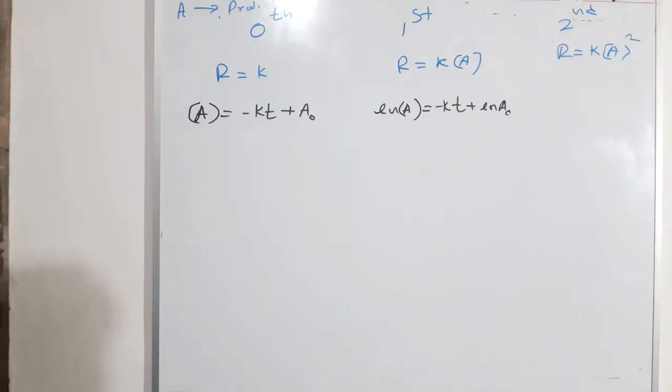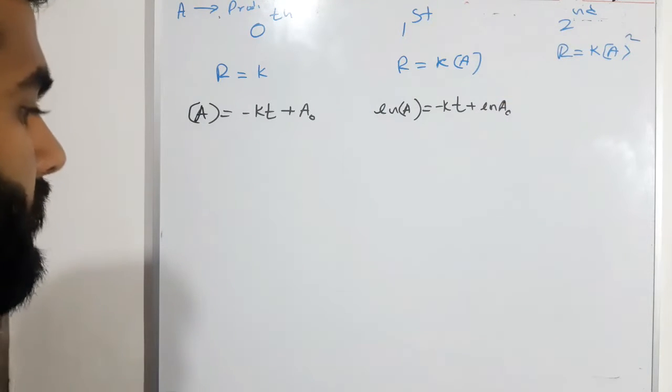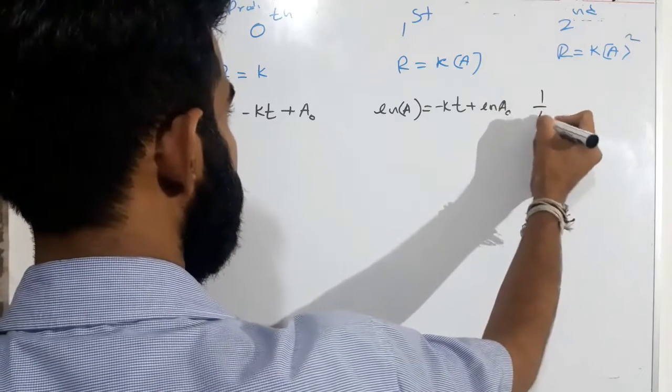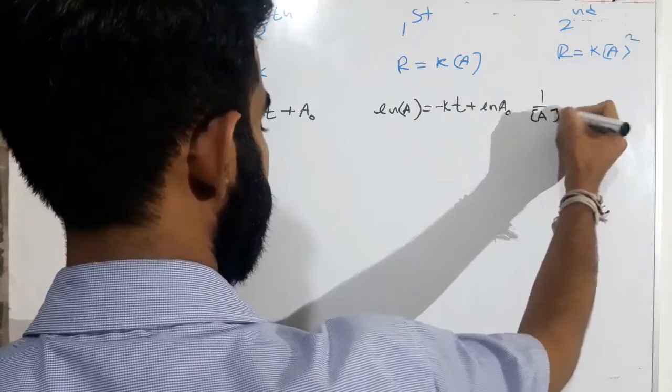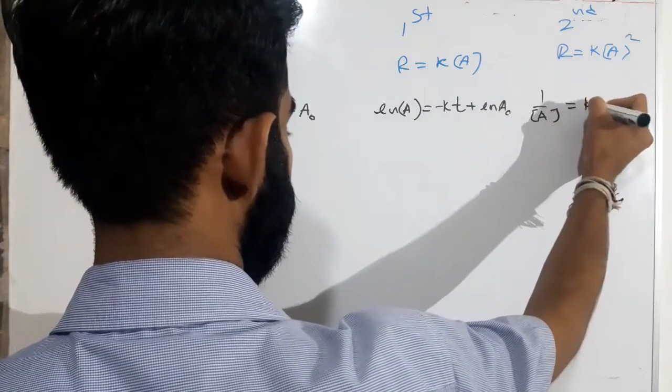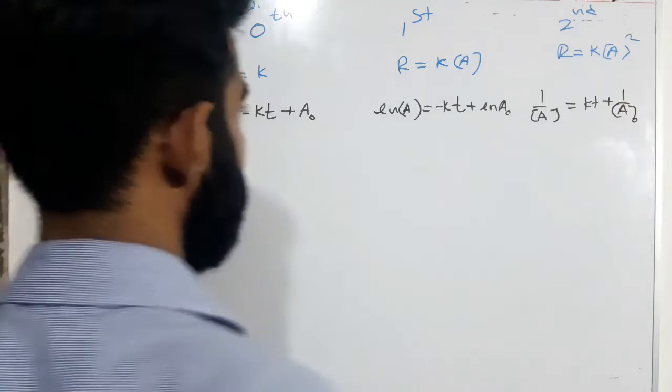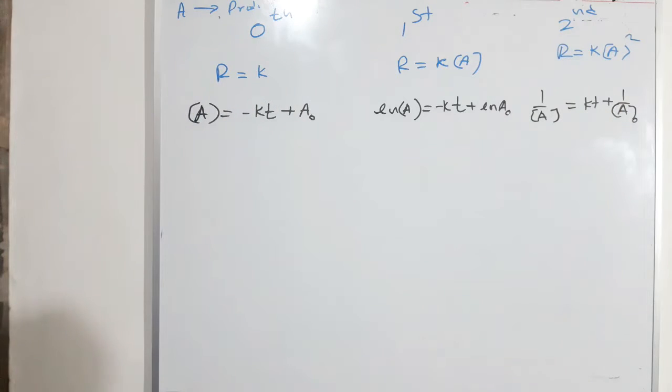Okay, what was the rate equation for second order reactions? That was very easy. 1 over [A] equals kt plus 1 over [A]₀. It was very easy. What about the half-life?